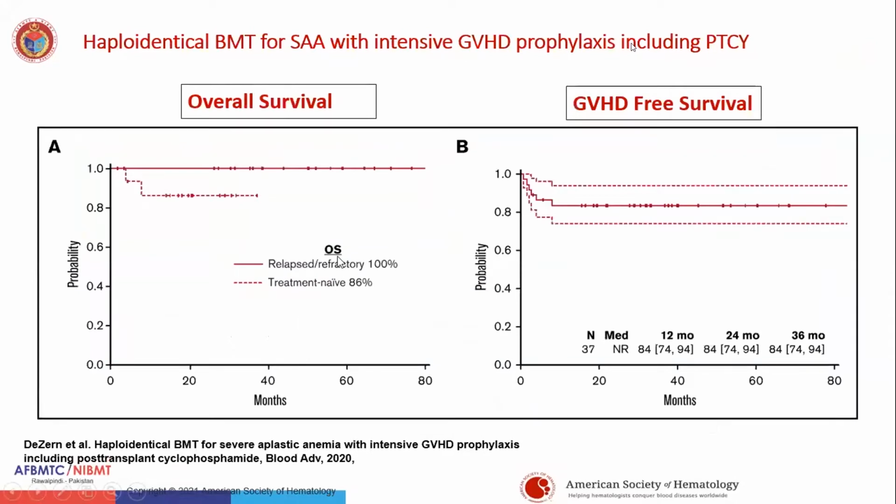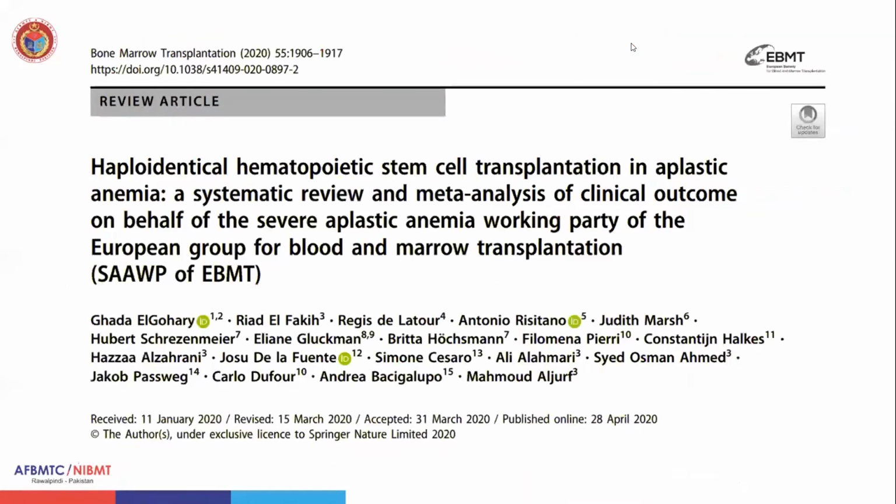And this is the overall survival: 94% in all patients, 100% in relapsed refractory patients, and 86% in treatment naive patients. And this is probably explained by the fact that treatment naive patients had never received any kind of immunosuppression before. The GVHD free survival was quite good. The incidence of GVHD was 11% for acute graft versus host disease and 8% for chronic graft versus host disease. So quite good results, but a very small group of patients.